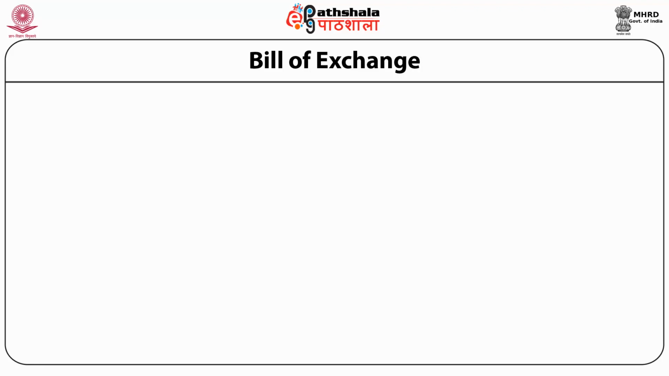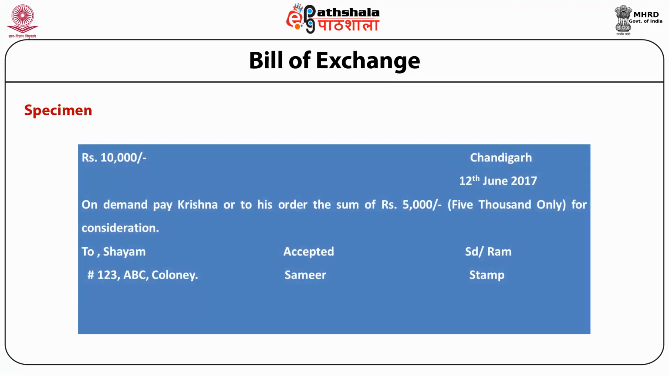Students, here we have a specimen of a Bill of Exchange. On the top left corner we have the amount, and on the top right corner we have the date and the place where it is drawn. And the statement, "On demand pay Krishna or to his order the sum of rupees 5,000 for consideration," and the acceptor, it should be accepted by Samir and it should be addressed to Shyam also.